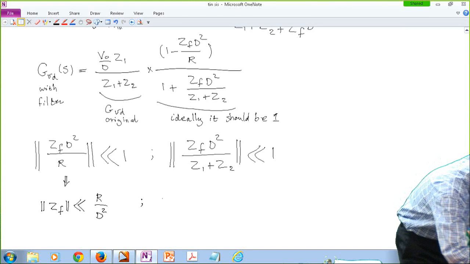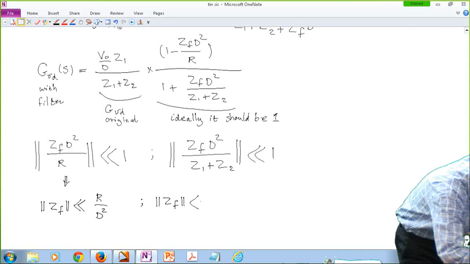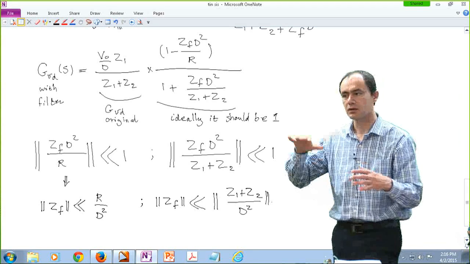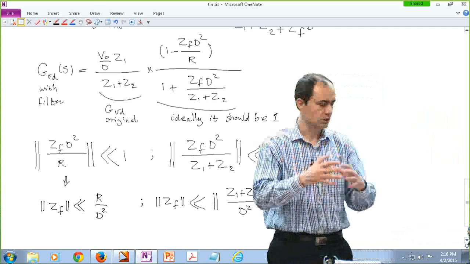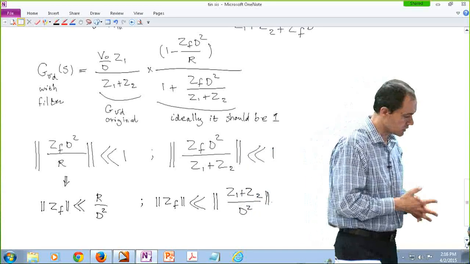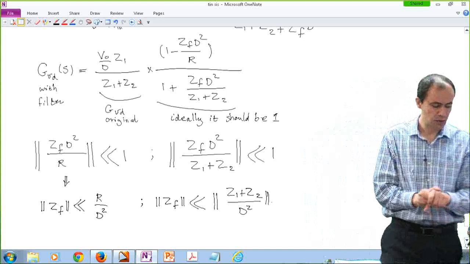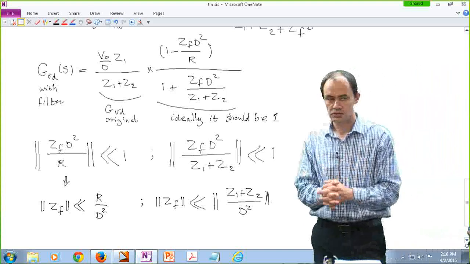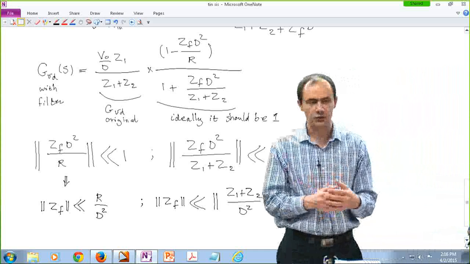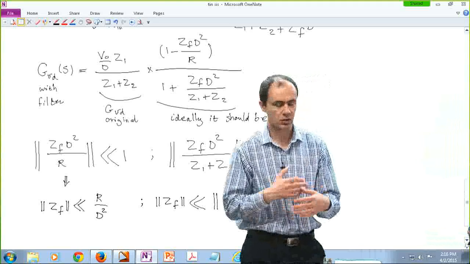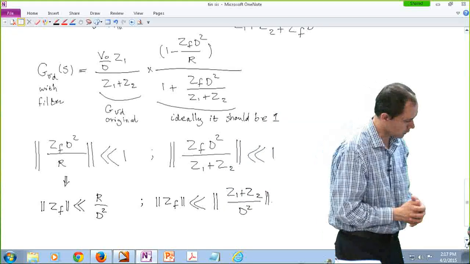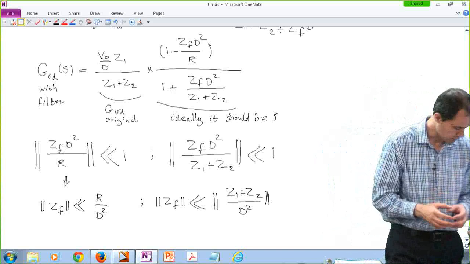And this one is telling us that the impedance of our filter should be much, much smaller than Z1 plus Z2 over D squared, which is the entire RLC circuit on the right-hand side of the buck converter, now transferred to the primary side. So once you're designing this filter, you've got to make sure that these two inequalities are valid. If they are valid, you are not really disturbing your original transfer function. You are not adding wild, weirdly behaving zeros and poles to the system.